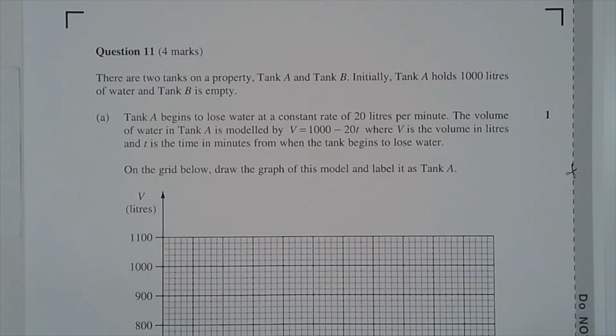The volume of water in Tank A is modelled by V equals 1,000 minus 20t, where V is the volume in litres and t is the time in minutes from when the tank begins to lose water. On the grid below, draw the graph of this model and label it as Tank A.